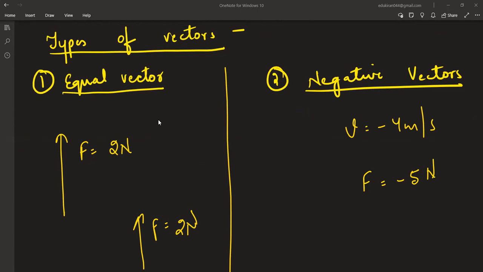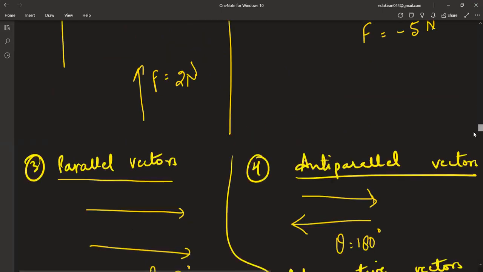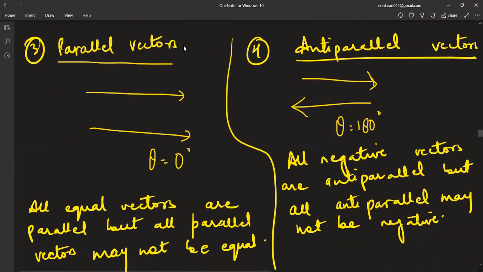Negative vectors means vectors which are opposite to each other. If on one hand you have v equal to minus 4 meter per second, on the other hand you will have v equal to 4 meter per second. Like this. Those are negative vectors. Then we have parallel vectors and anti-parallel vectors.